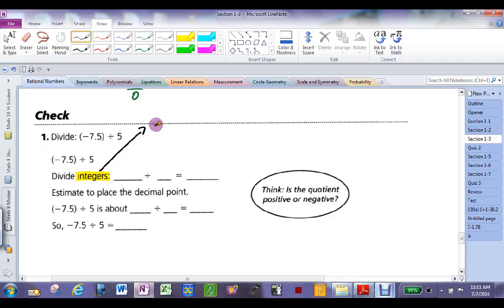So this becomes 75 divided by 5, because I don't want any decimals. So 75 divided by 5, and I know that's 15. You guys are smart kids. 1 decimal place. So how many decimal places do I need? 1. 7.5 divided by 5 is pretty darn close to what?